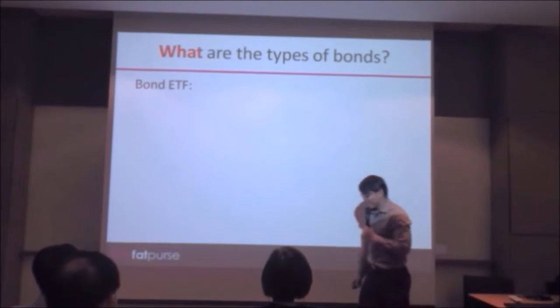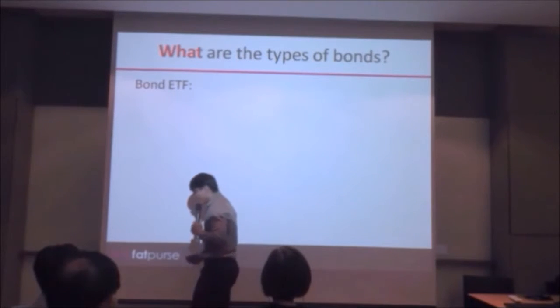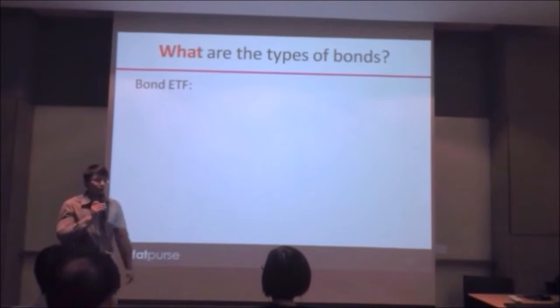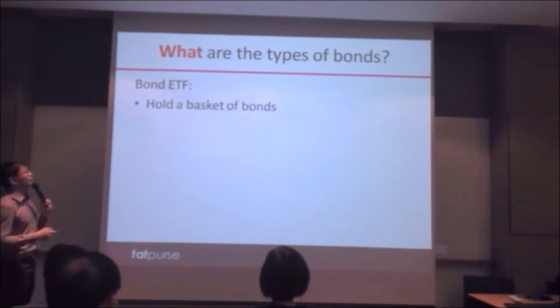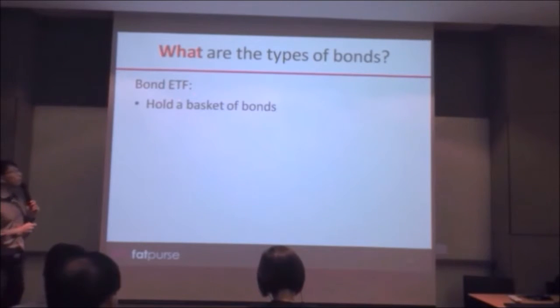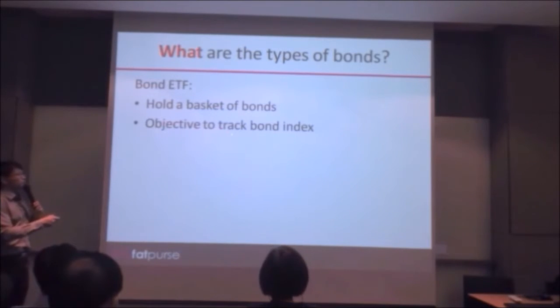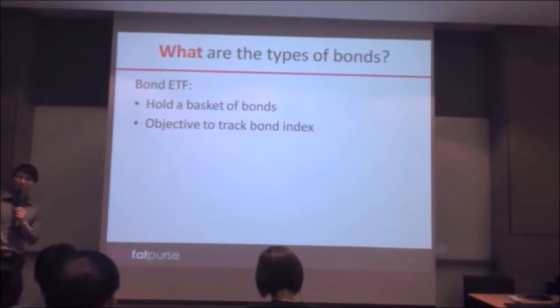Bond ETF. If you are a beginner or new to bonds, an ETF might be a good bond for you to invest in. This is my suggestion. Why? Because a bond ETF holds a basket of bonds, not only one bond, they hold many bonds. The objective is to track a bond index, just like an STI ETF tracks the STI index. Bonds also have indices. Depending on the type of ETF, they may track different kinds of index.